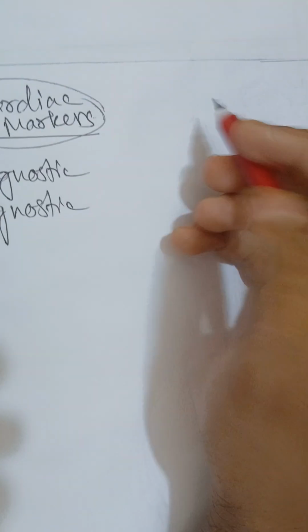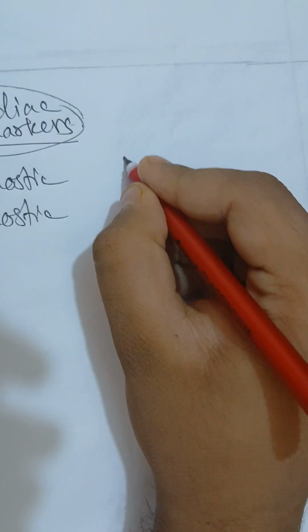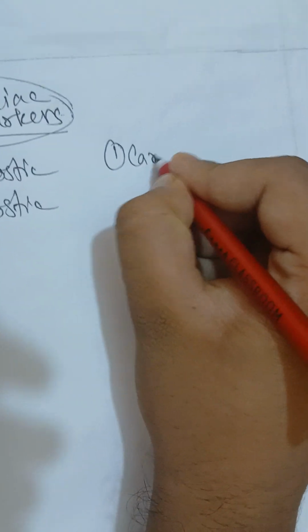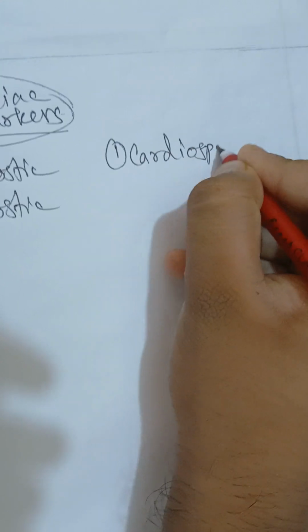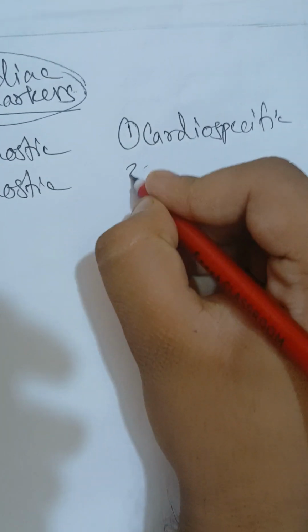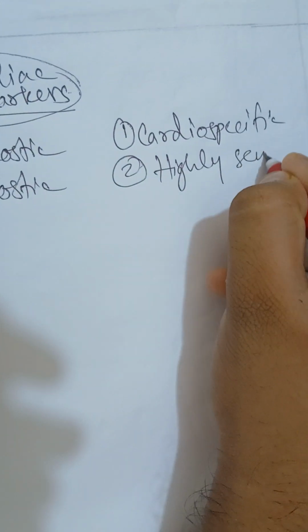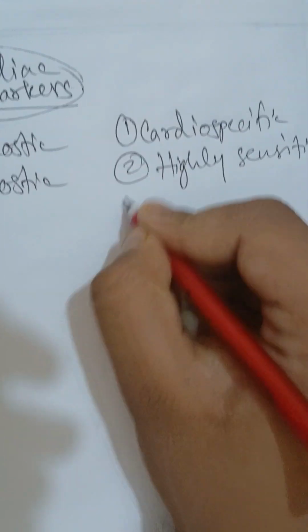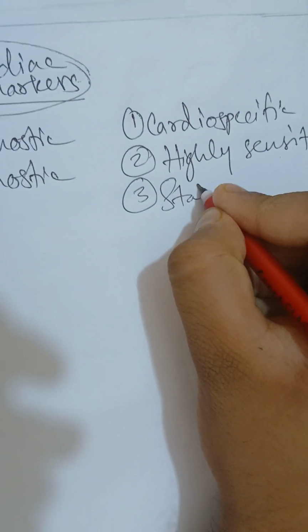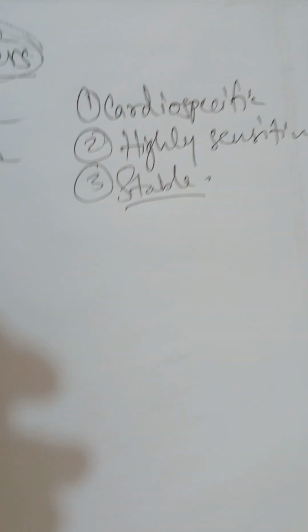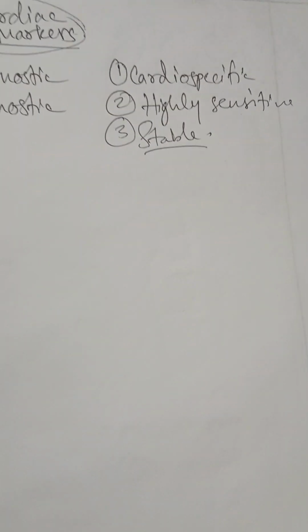Okay, so now the traits, the characteristics of cardiac markers. Number one, they have to be cardiospecific. Number two, they have to be highly sensitive. Number three, they have to be stable, meaning they have to be present in the bloodstream for a long time.